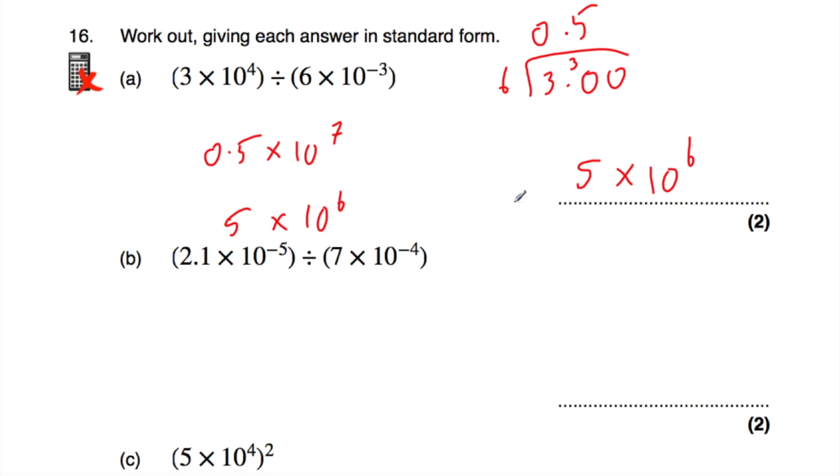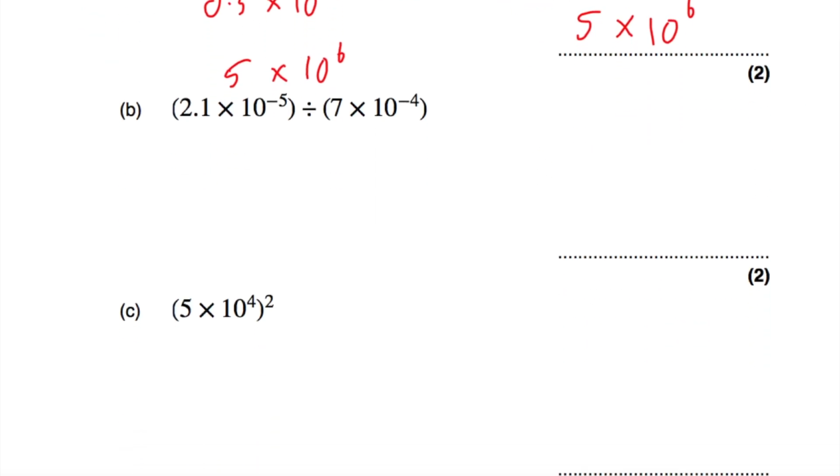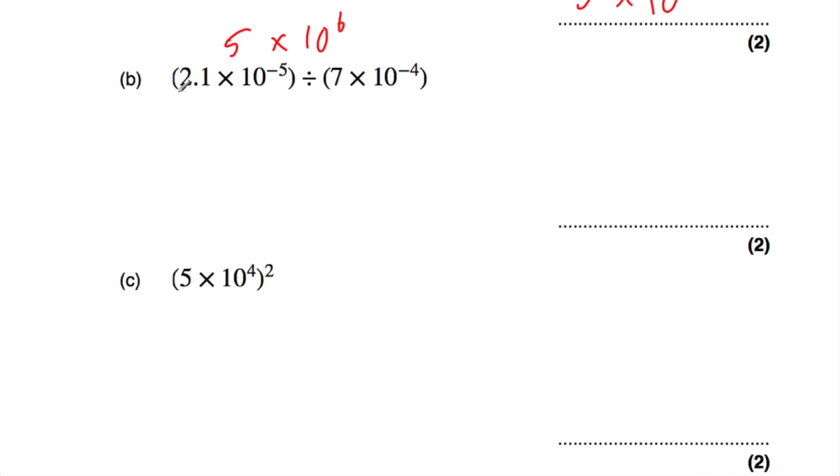And that's it. Okay, now let's look at our next part, question 16b. We've got 2.1 times 10 to the power of negative 5 divided by 7 times 10 to the power of negative 4. Again, let's deal with the numbers at the front to begin with. We've got 2.1 divided by 7, just using the bus stop method there. How many 7s go into 2? 0, remainder 2. How many 7s go into 21? That's 3. So that's 0.3. So 2.1 divided by 7 is 0.3.